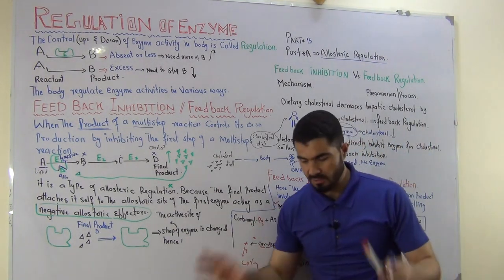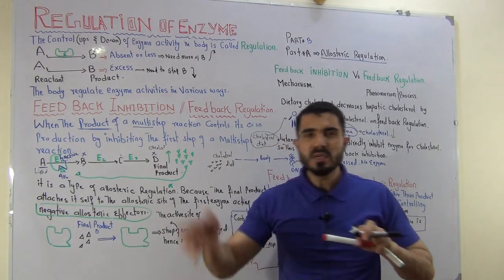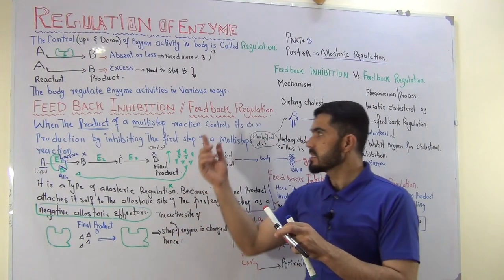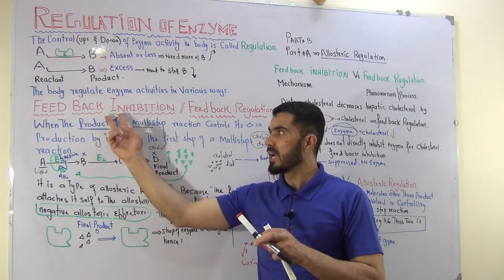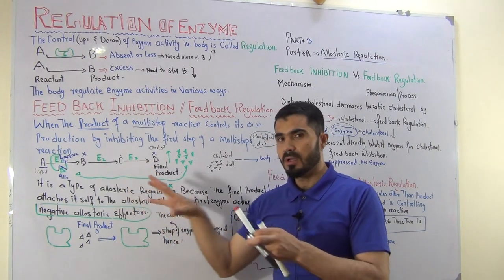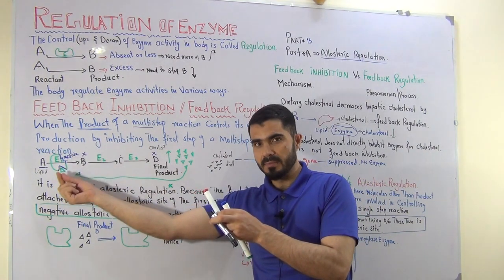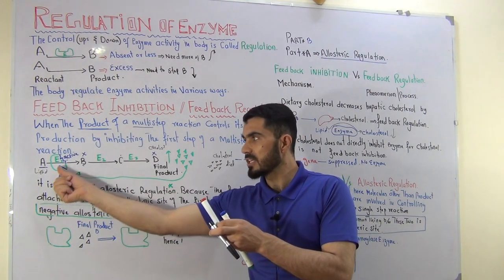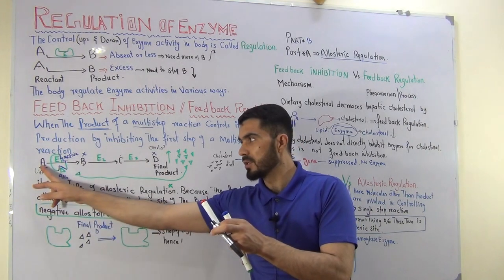In a nutshell, what we studied in today's lecture. Today's lecture was about the regulation of enzyme. We discussed that inside our body, there are many different ways by which enzyme activities are controlled. This is the second part, in which the enzyme activity is controlled by feedback inhibition. This process is operative in a multi-step reaction. In that multi-step reaction, the product which is formed will attach itself to the allosteric site of the first enzyme. Once the product attaches itself to the allosteric site, it causes a change in the active site. Once the shape of the active site is changed, this enzyme will not be able to convert A into B.